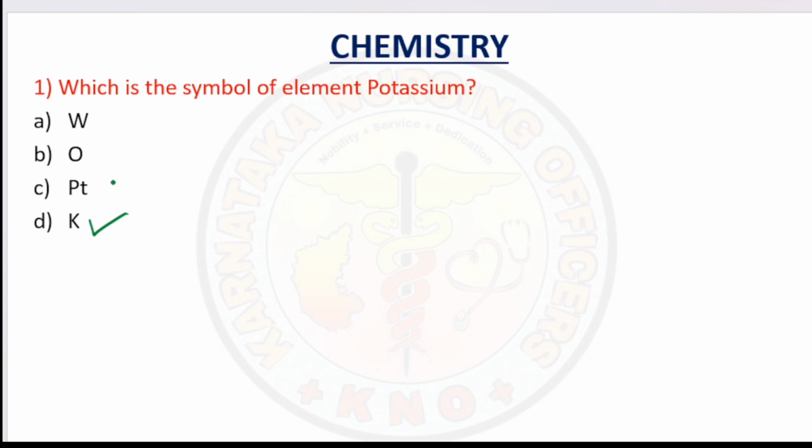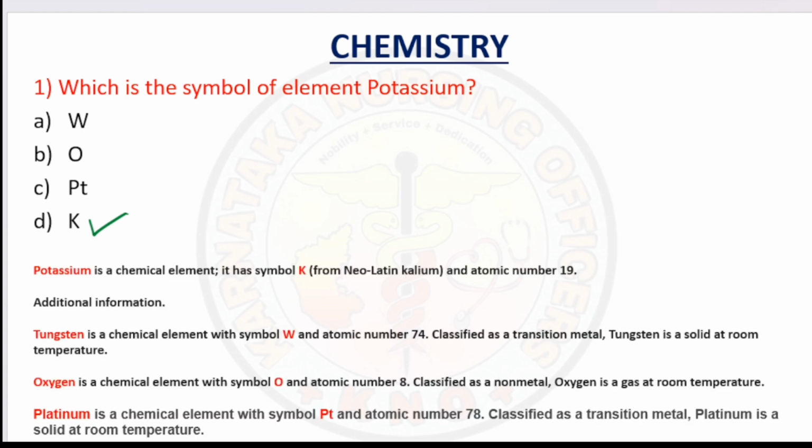And what are the other symbols, what elements do they represent? Can anybody tell me? So here tungsten is a chemical element with symbol W and it has the atomic number 74. So W represents what? Tungsten. And what does O represent? Everybody knows it, right? So O represents the element oxygen. Okay, and it has atomic number 8. And what is Pt? So Pt is the symbol of the element platinum and it has atomic number 78. Okay.